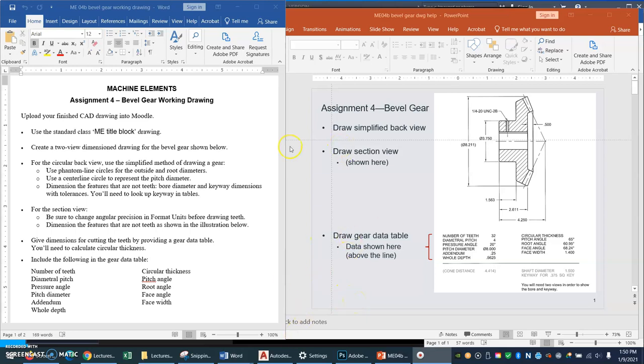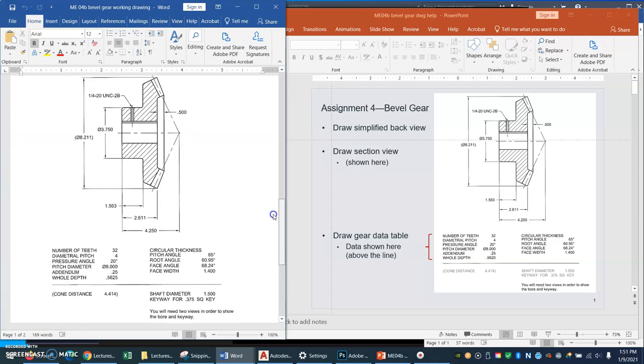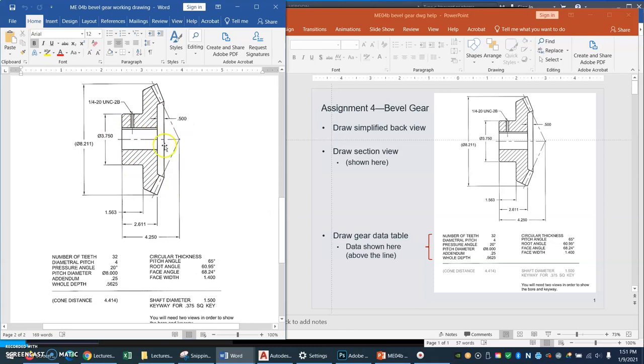Here is the drawing that you're going to do of a bevel gear in assignment 4. Both the assignment and the PowerPoint slides say the same things, so we'll mostly look at the PowerPoint slides. It tells you to make two views, a circular view and a section view, and it tells you what to dimension, and what to put in the gear data table. Farther down in the assignment, it shows you this dimensioned section view.